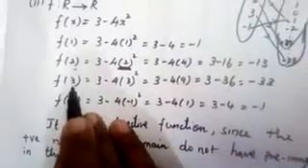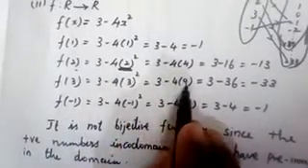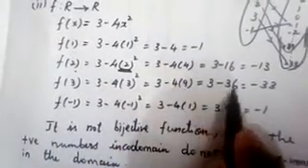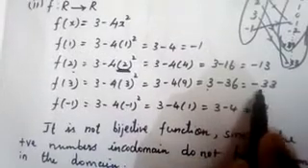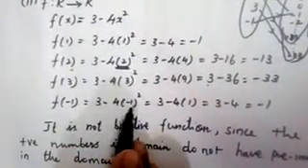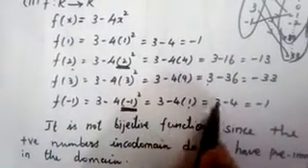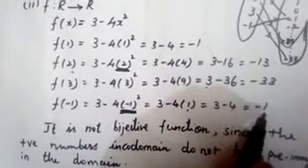Next you have to substitute the value 3. 3 minus 4 into 3 whole square. So 3 whole square value is 9. So 4 nines are 36. 3 minus 36 is equal to minus 33. Next minus 1. 3 minus 4 into minus 1 whole square. Minus 1 whole square value is plus 1. So 3 minus 4 equal to minus 1.